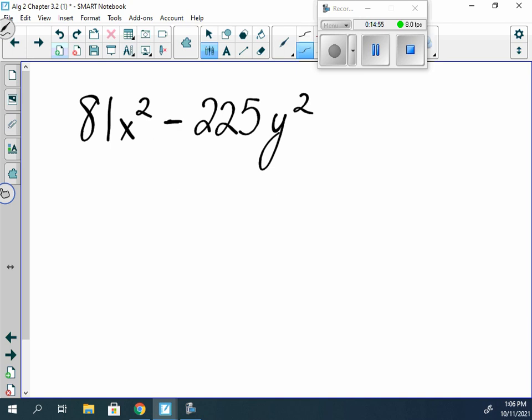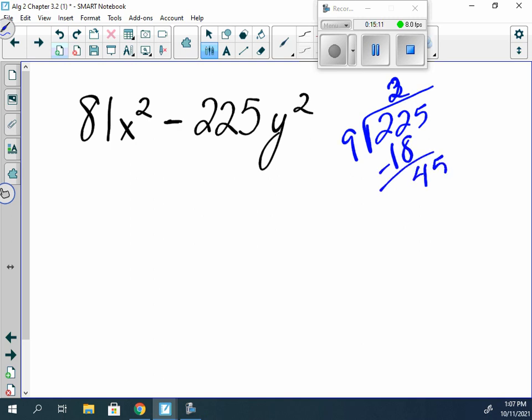Well, 81 is 9 times 9, yes? Let's see here. Well, 9 will go into 225 2 times, 18. And that would be 9 divided by 45 is 5. Oh, we'd have 25, yes? Wait a minute. Is 25 a perfect square?